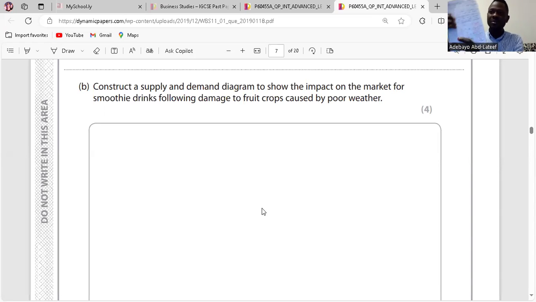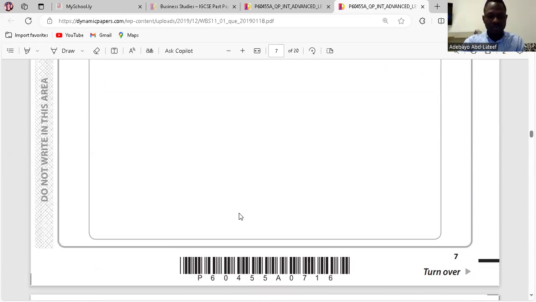So this is the graph anyway. This is the graph. Yes. So we'll move on. And the analysis is there. We'll go to question 2C. Analyze two factors that are likely to affect the demand for innocent products.